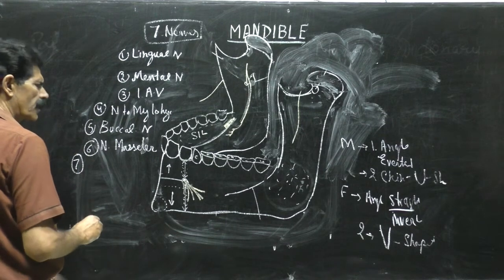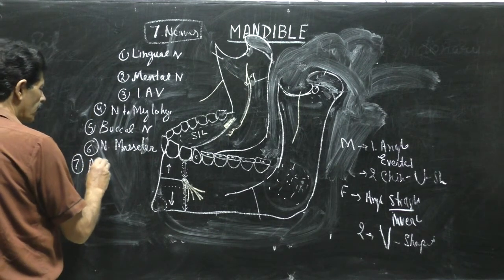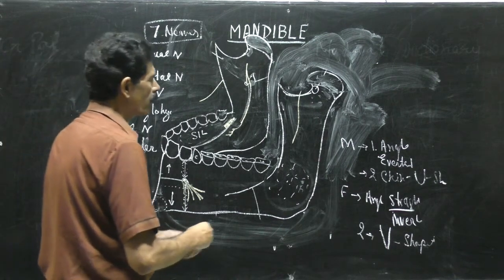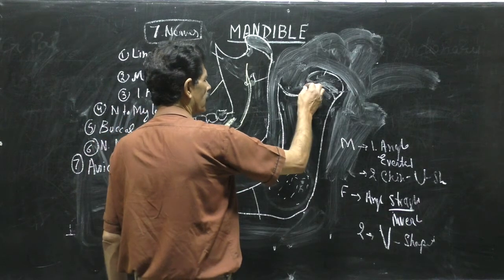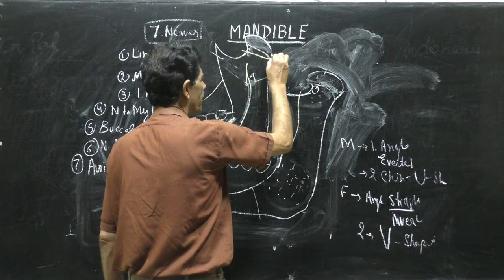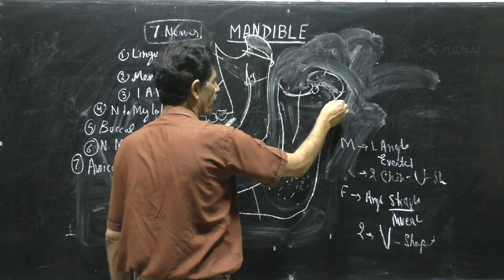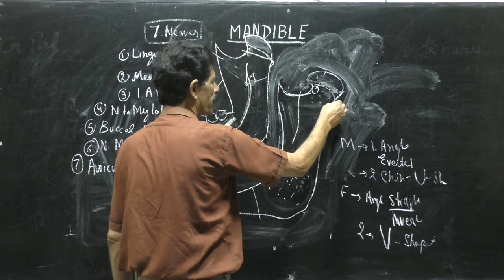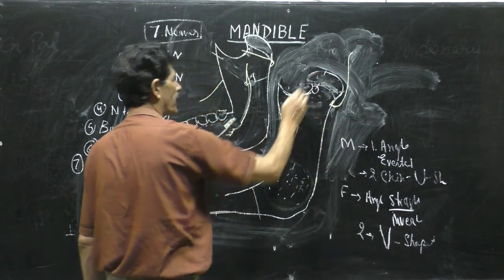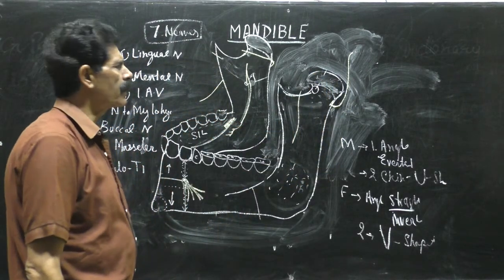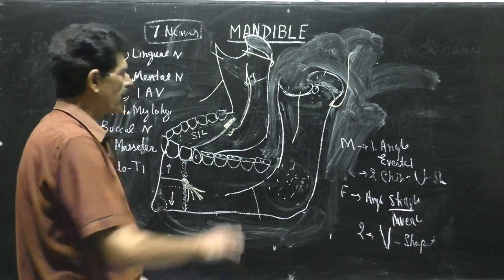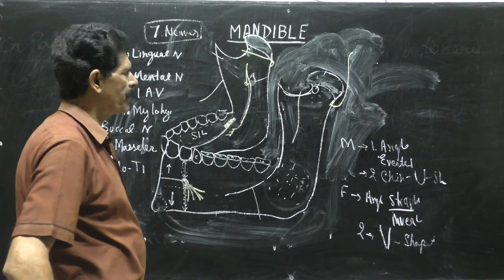The last nerve which is touching is the auriculotemporal nerve. The auriculotemporal nerve touches the medial surface of the neck of the mandible. Then it touches the posterior surface, and from posterior it touches also the lateral surface, and then it goes up. So the auriculotemporal nerve touches the lateral, posterior, and medial surface of the mandible. So see how the 7 nerves touch the mandible.